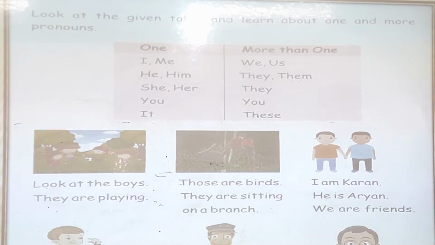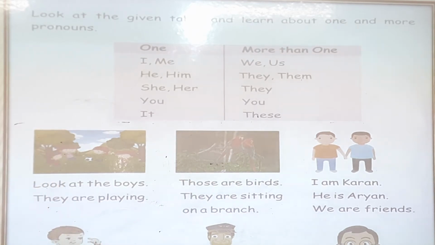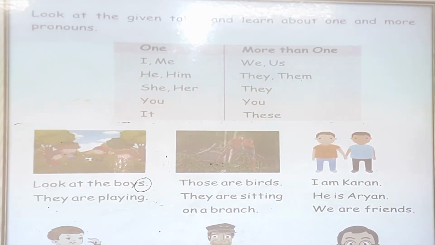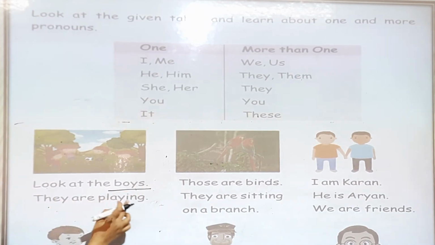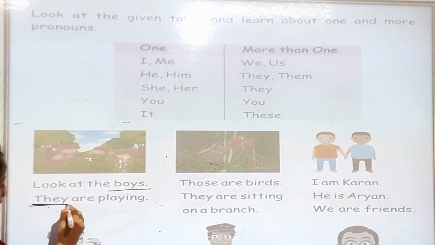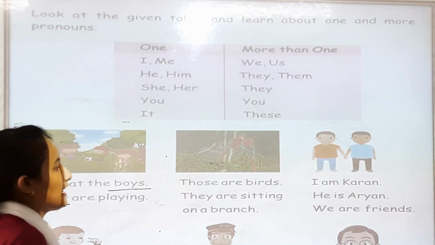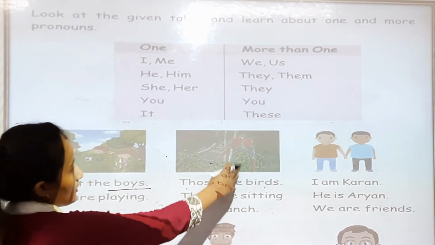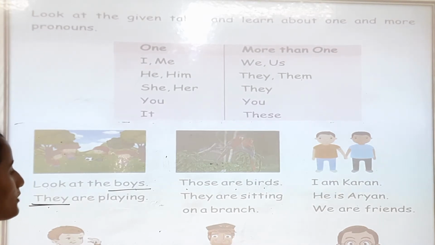So, how we can use singular and plural? You can see this. Look at the boys. So, there is a plural noun. How we can use? They are playing. So, they is also a plural word. Now, those are birds. So, those are birds because there are two birds. So, we are using those. They are sitting on a branch.